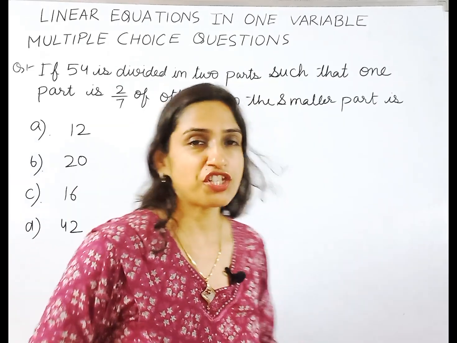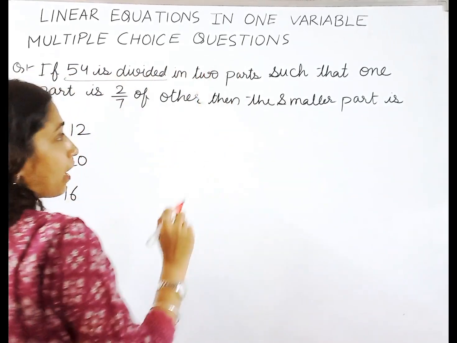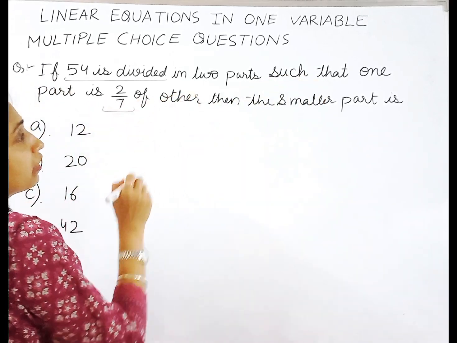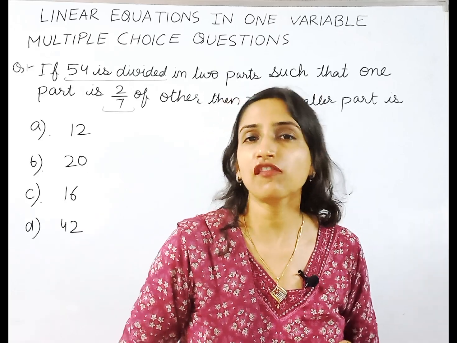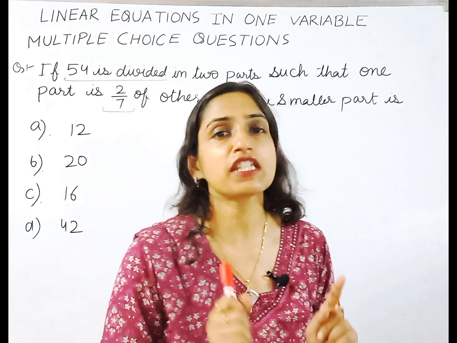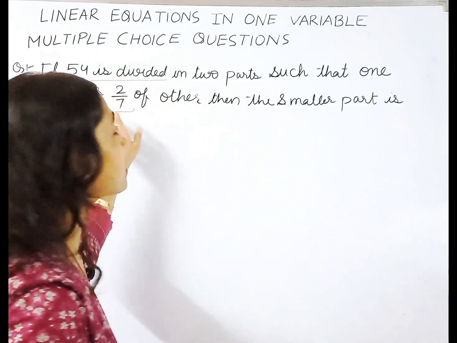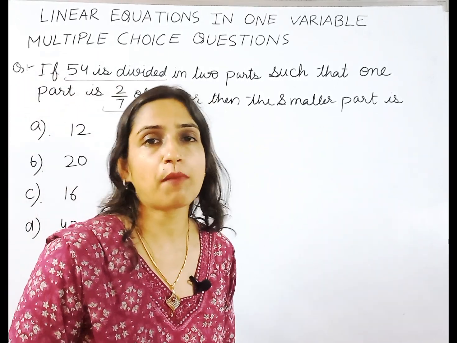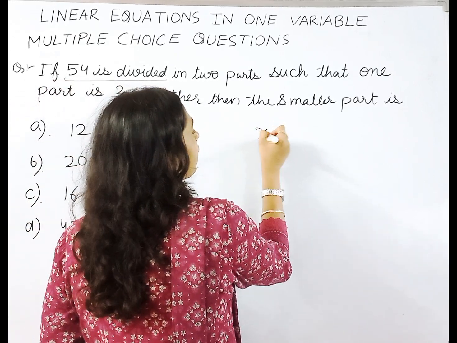The next question is, if 54 is divided into two parts such that one part is 2 by 7 of the other, then the smaller part is. So in this question we are given that 54 is divided into two parts and one part is 2 by 7 of the other, and we have to find the smaller part. So now let us suppose that the first part is x.